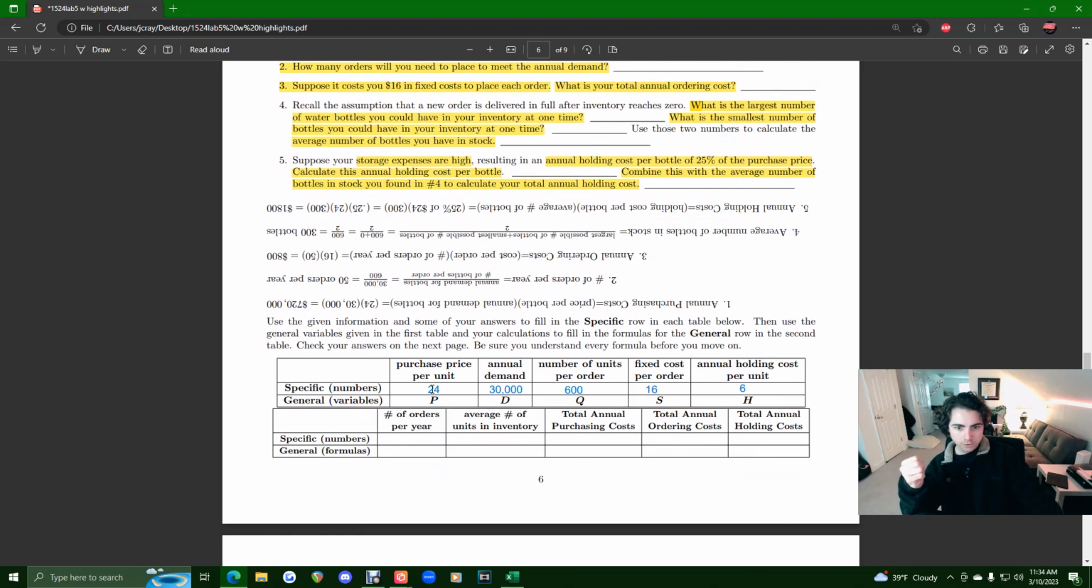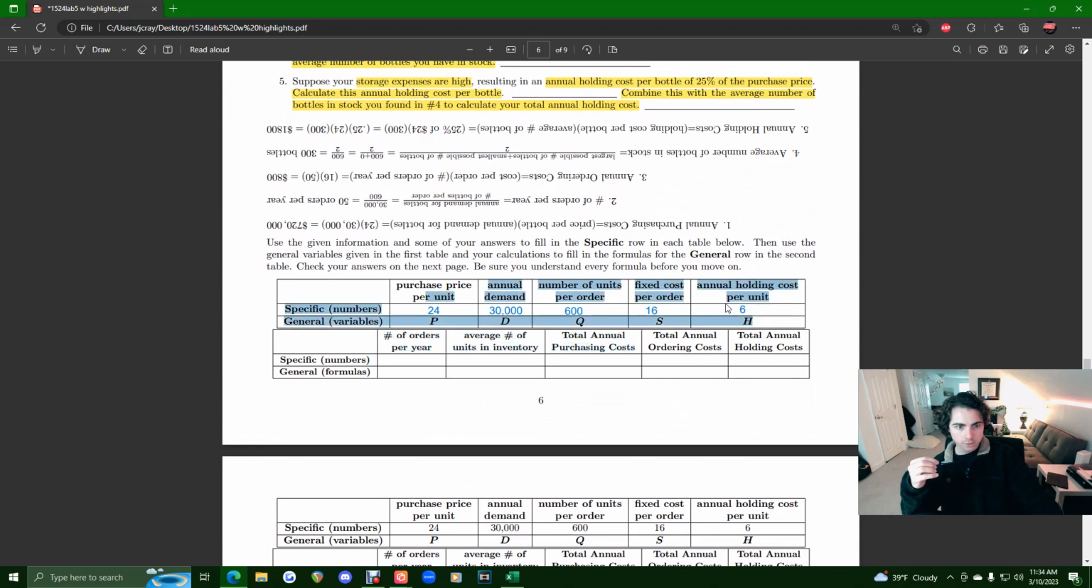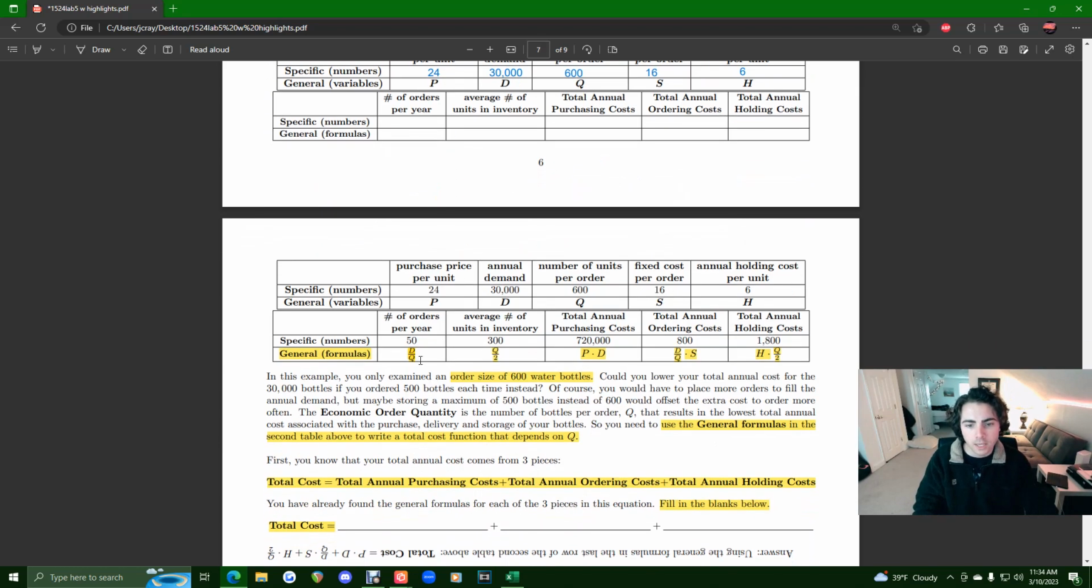Using the given information, my head was typing out all these numbers, and I realized they gave it to us on the next page. All right, so these are just the numbers we just dealt with. They just have it organized in a chart where they've labeled each of the values with a variable, P, D, Q, S, and H, respectively, and they've given us general formulas to calculate basically what we just calculated, but in a general formula sense. All right, order size 600.